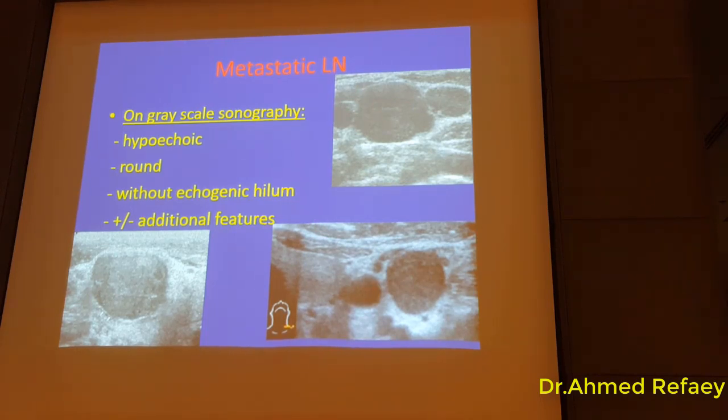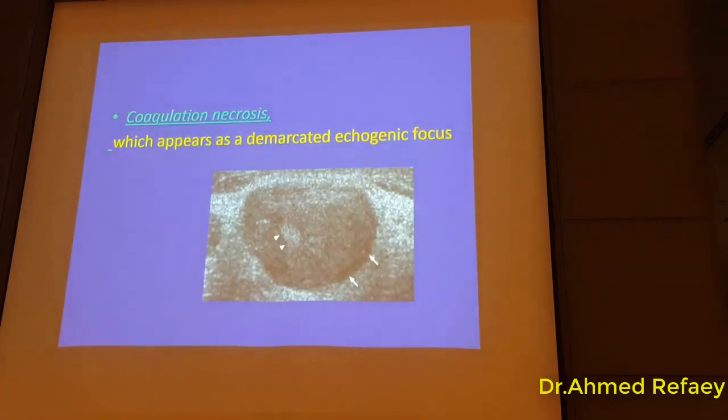it is rounded, so the first feature is loss of its normal oval appearance. So rounded, as you see here, and here, and here, without echogenic hilum, as you see here, so loss of the normal echogenic hilum. This is the second feature of a metastatic lymph node. The third one is plus or minus some additional features. What are these additional features?